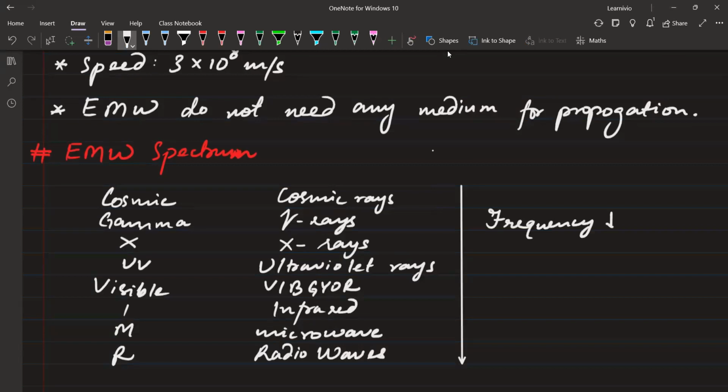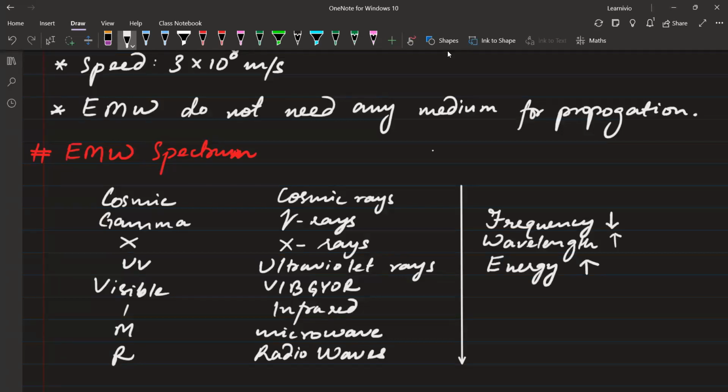Lowering of frequency. So cosmic is going to have the highest frequency and radio waves are going to have the lowest frequency. Since frequency is equal to c by lambda, we can say that wavelength is going to increase. And we will just see right now that energy and frequency are directly proportional. So you can write next, energy also increases.